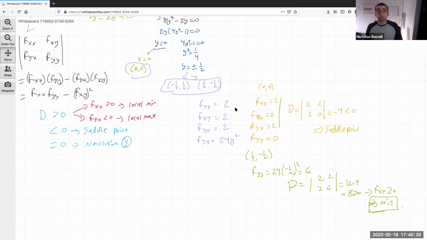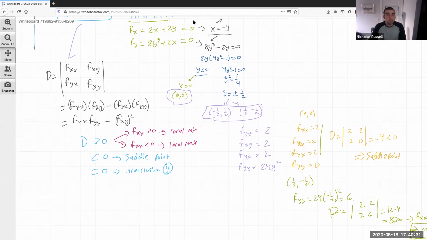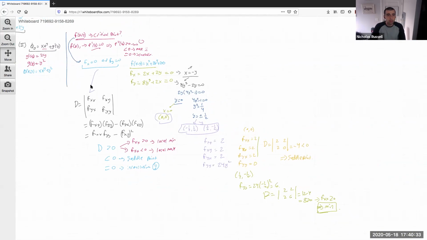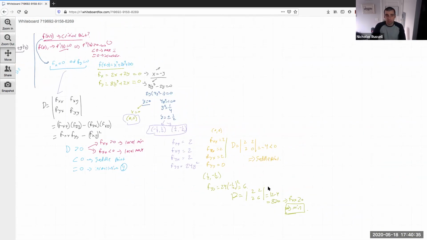Let's get to the process here. Yeah, so that's actually the process of at least trying to come up with critical points and classifying them. That's really the basics of it all.